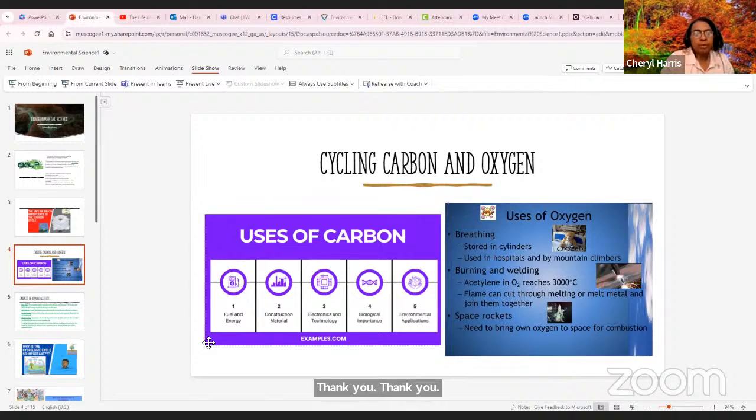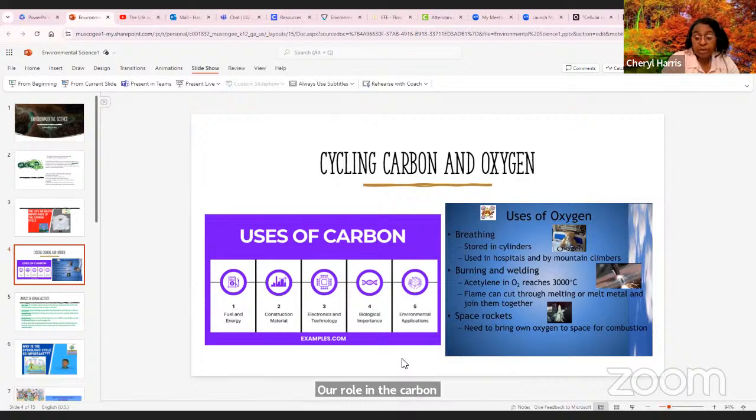So we use carbon. Carbon is important to us for fuel and energy, construction materials, electronic technology, and biological importance. We are considered carbon organisms. One of the words that they used was organic. Anything that has carbon in it is organic. Anything that does not have carbon in it is inorganic. And then the environmental applications, we need to remember our role in the carbon cycle.